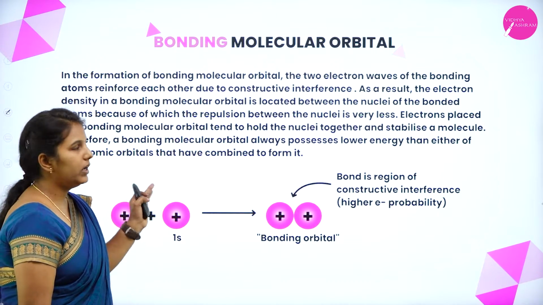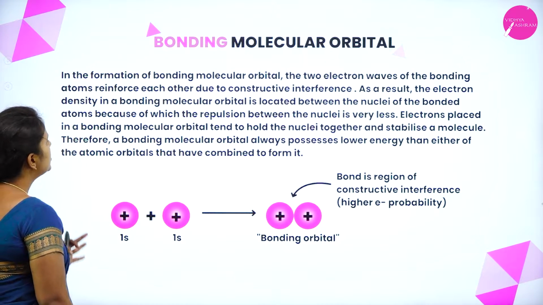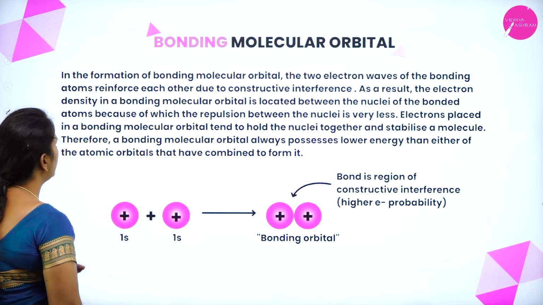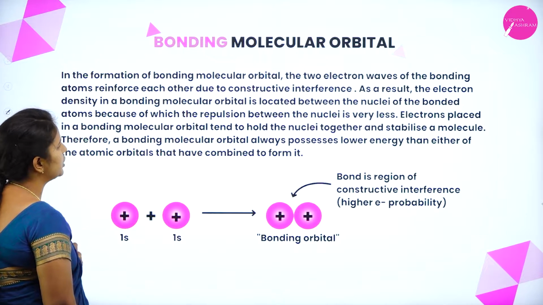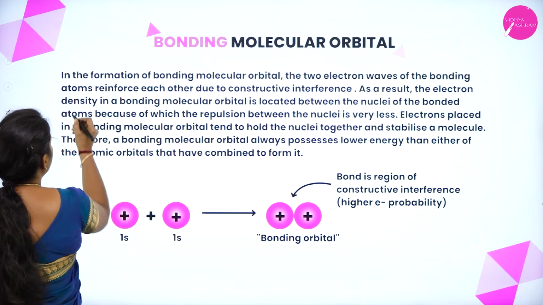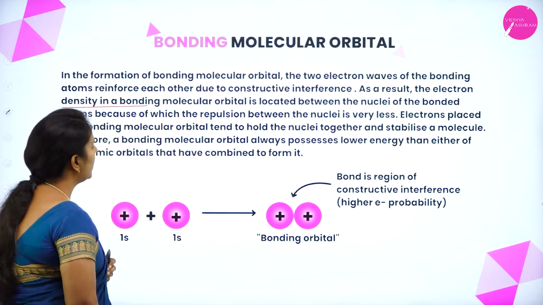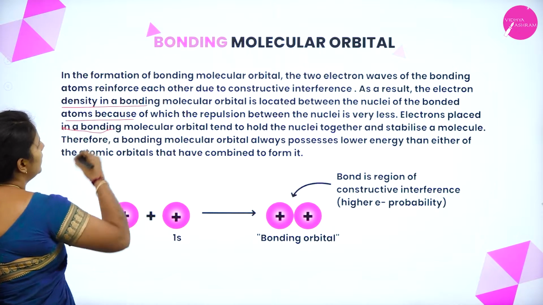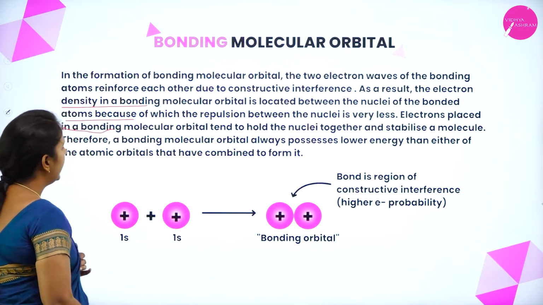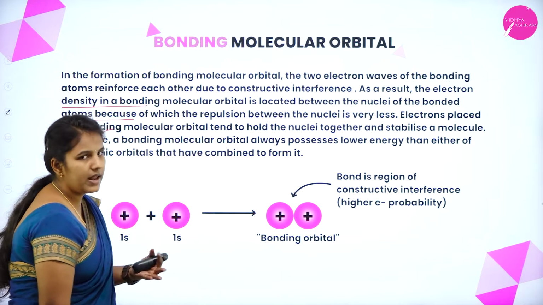Next, I'm talking only about the bonding molecular orbital. Let's see how it is formed once again. In the formation of a bonding molecular orbital, the two electron waves of the bonding atoms reinforce each other and cause constructive interference. As a result, electron density in the bonding molecular orbital will be located between the nuclei of the two bonded atoms, because of which the repulsion between the nuclei is very less, and an electron placed in the bonding molecular orbital tends to hold the nuclei together and stabilizes the molecule.